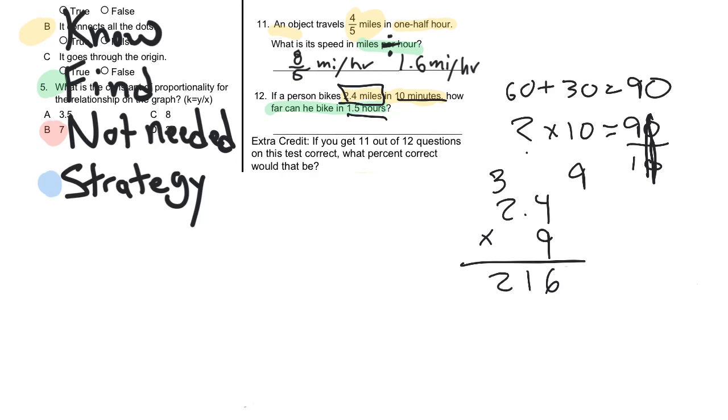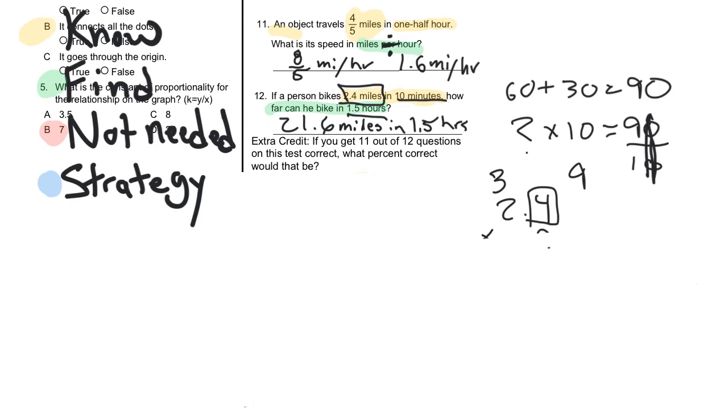And then how many decimal places to the right do I have? Oh, 1. So I'm going to move that back over, and I end up with 21.6. So it's 21.6 miles in 1.5 hours. All right, so that's the final thing. Go ahead and write down anything you need to, and then pause the video if you need to, and then I am going to go ahead and do the extra credit right now.